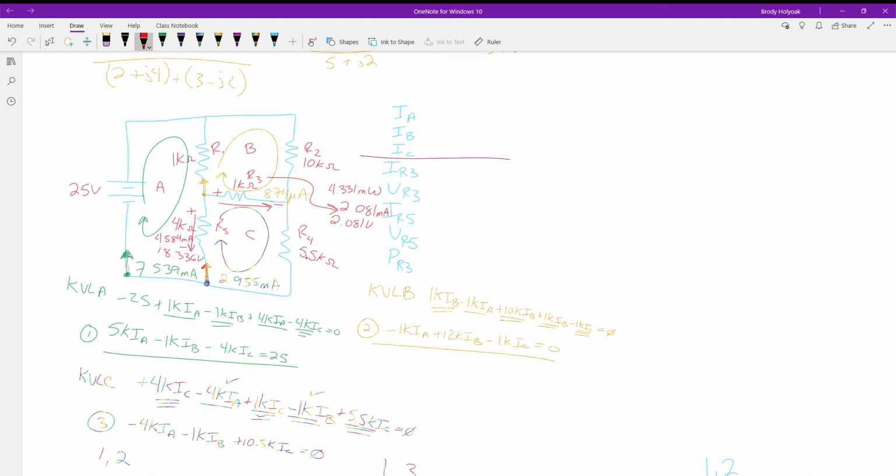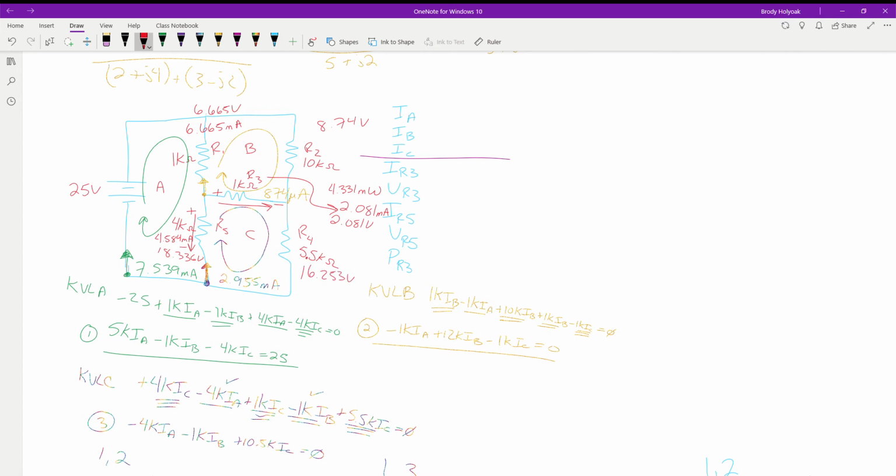So what this comes out to be is we have 6.665 milliamps with 6.665 volts. R2, we end up with 8.74 volts with the 874 microamps. R4, we have the 2.95 milliamps, and that gives us 16.253 volts.